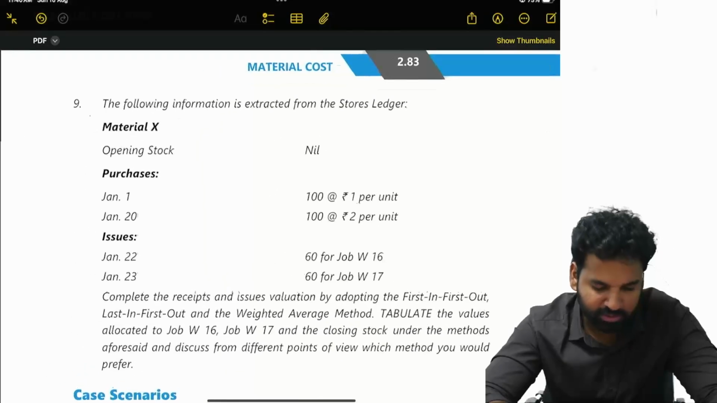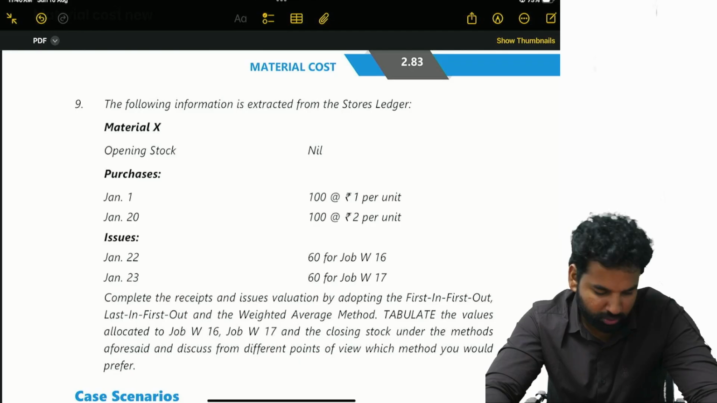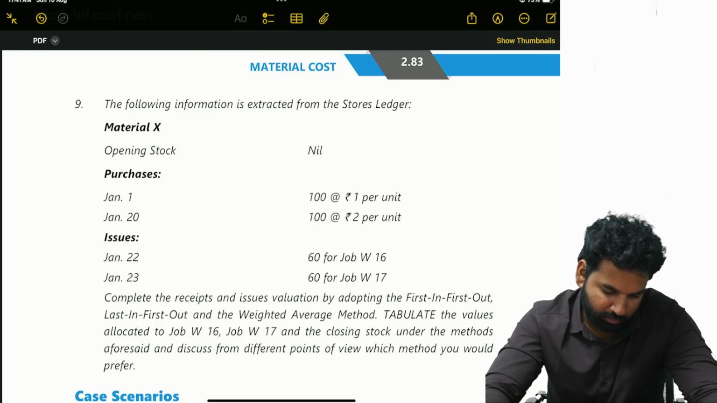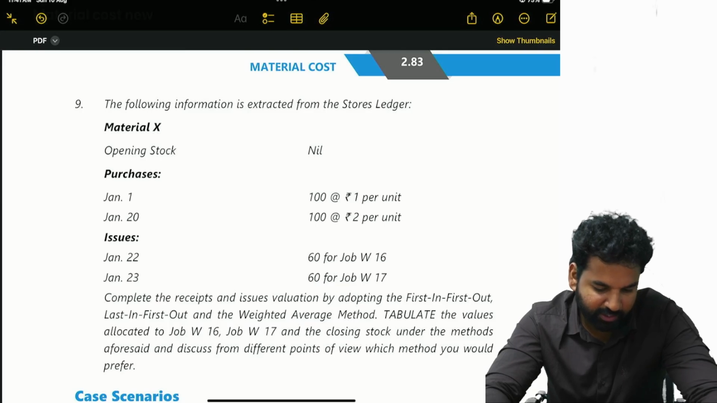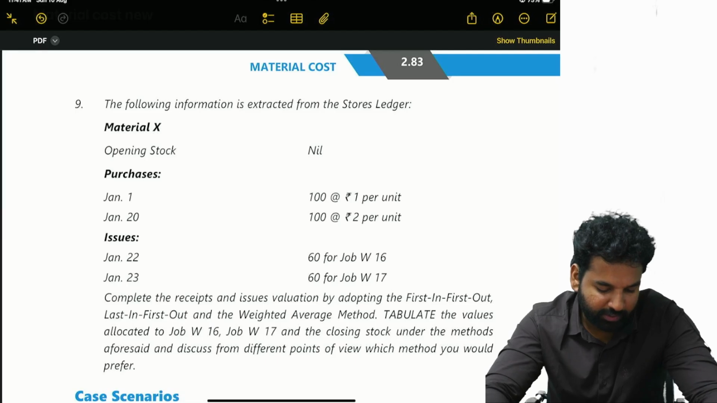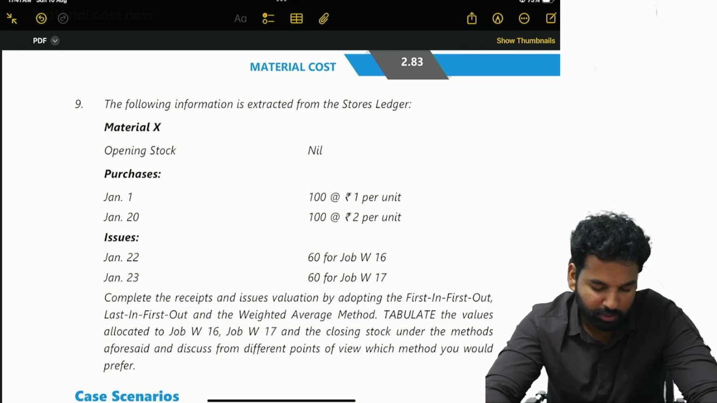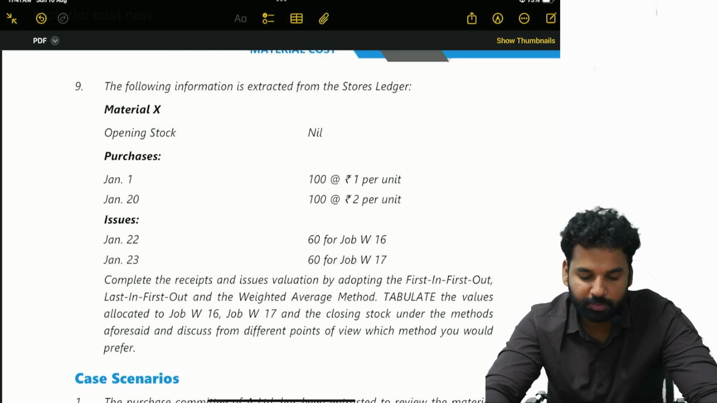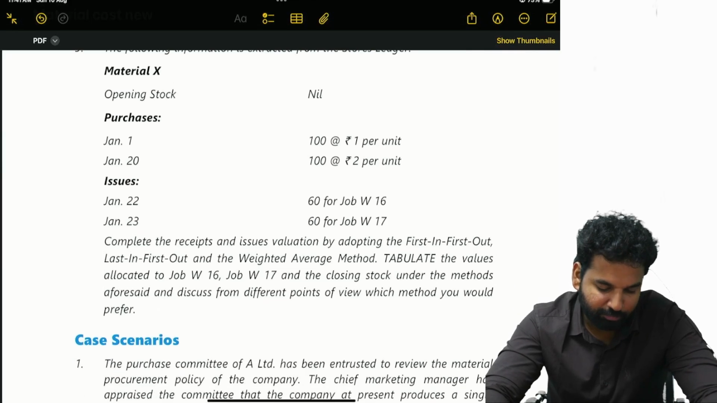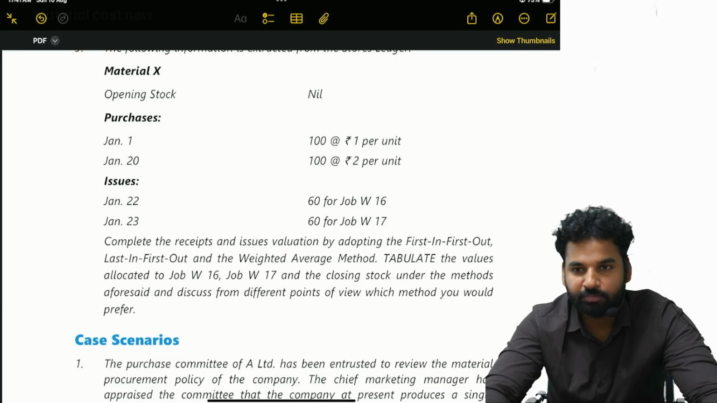The following information is extracted from the stores ledger. Material X, opening stock is nil. Purchase on 1st January and 20th January, 100 units at rupees 1 and 100 units at rupees 2. Issues on 22nd January and 23rd January, 60 units for job W60 and 60 units for job W70. Two different jobs, two different issues are being made. Complete the receipts and issues valuation by adopting FIFO, LIFO and weighted average.